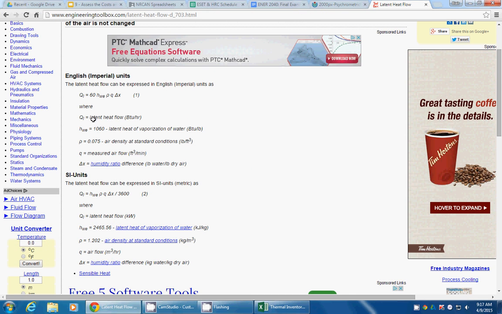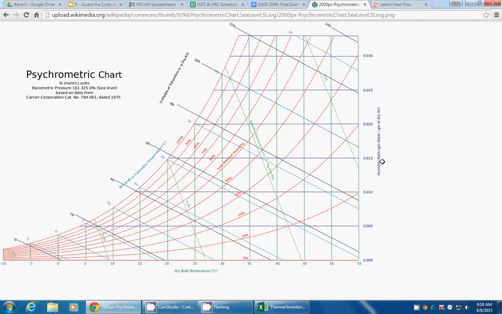Right. Okay, if we look at this, again, go back to the engineering toolbox, the latent heat flow can be expressed as this. So we've got h, which is a constant, the latent heat of vaporization of water. The density of air is a constant at relative conditions, as long as the pressure and temperatures aren't crazy. The airflow is a given. What matters in a latent heat flow is this delta x, the change in humidity ratio. So if we go back and look at the psychrometric chart, we're moving straight across, our humidity ratio doesn't change, so it would be a 0 change there for latent heat.